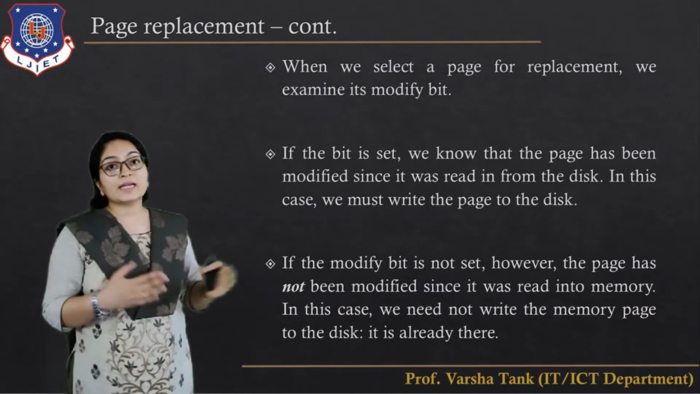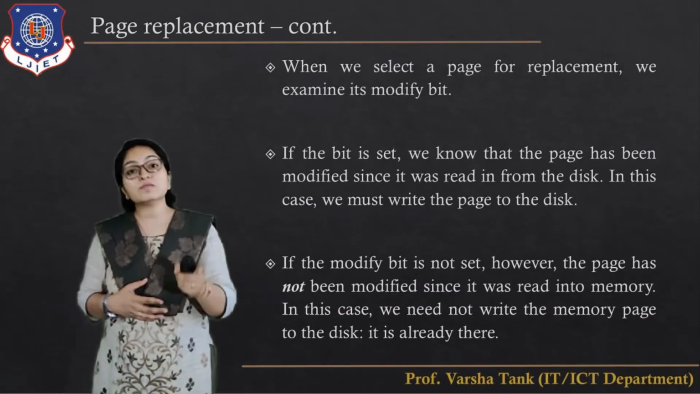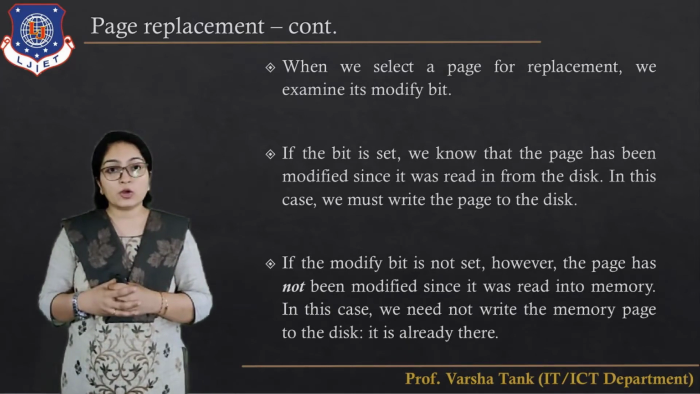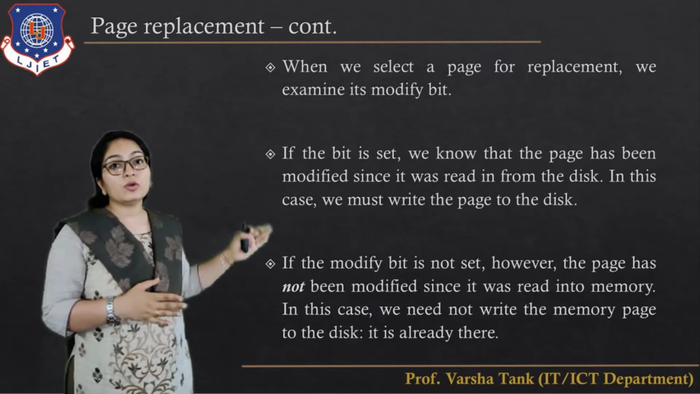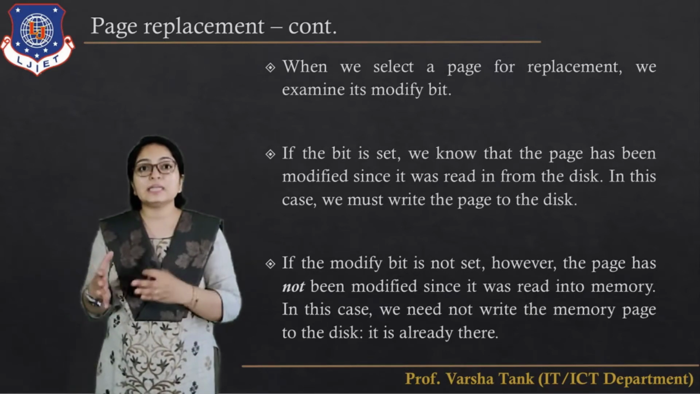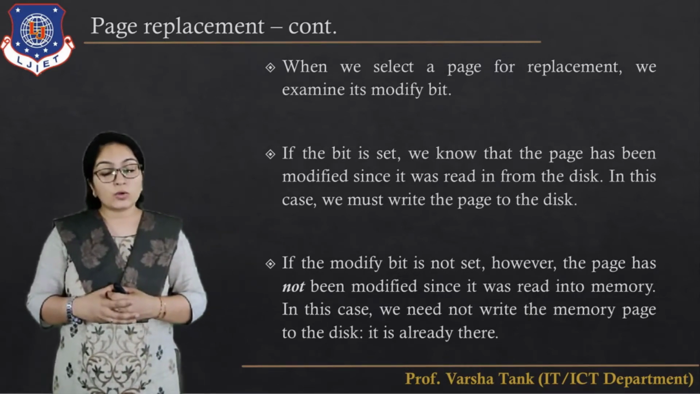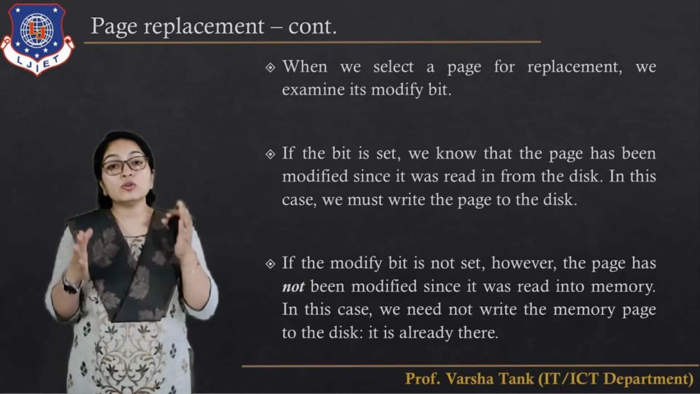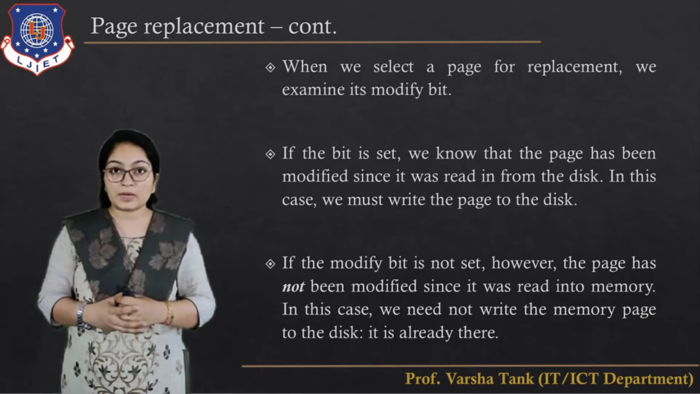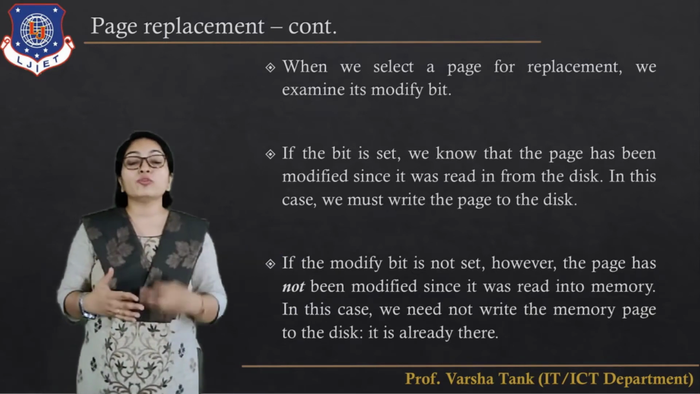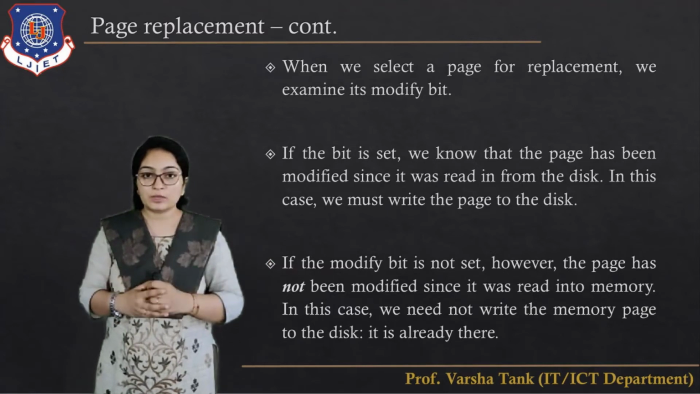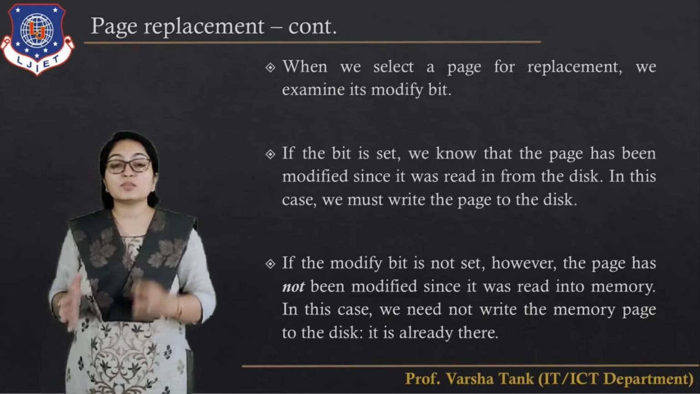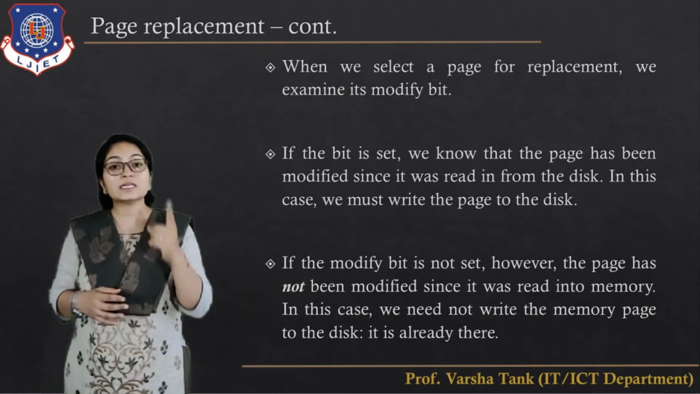So when we select a page for replacement, we always have to check this modified bit. If this bit is set, what is the meaning of this? If this bit is set, we know that the page has been modified since it was read from the disk. That means the page that was read from the disk has now been modified in the main memory area. So in this case, we must write the page back to the disk, to the backing storage, because it is modified.